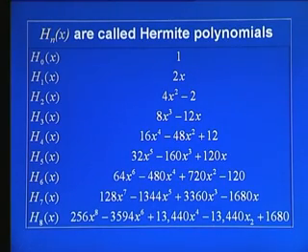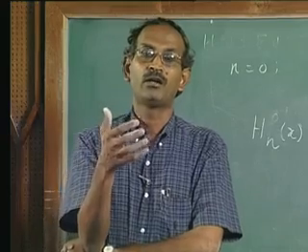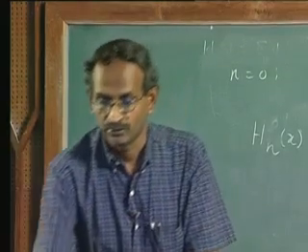So all these numbers can be easily generated. I don't think you need to remember any of these, but the point is you must remember that the highest power of the polynomial is given by the order, as well as the fact that the order is odd or even depending on whether the quantum number is odd or even.